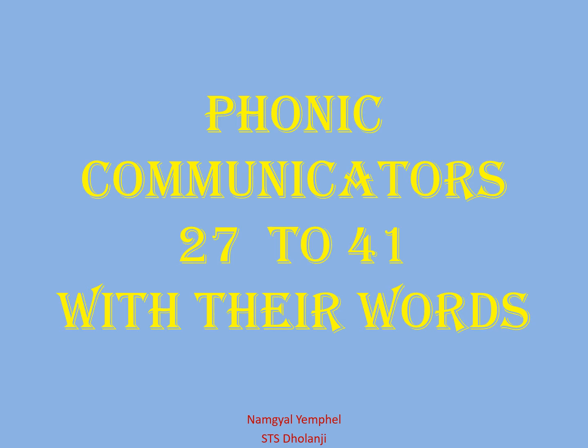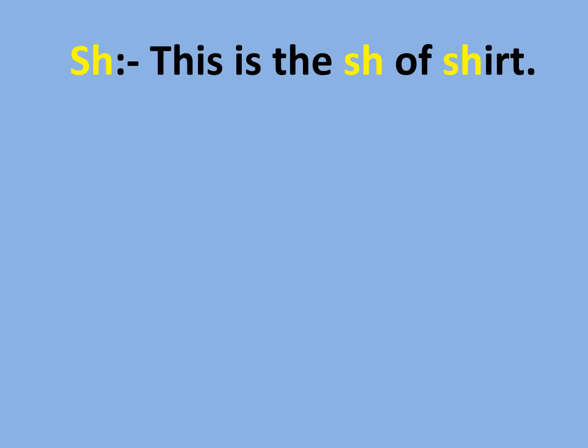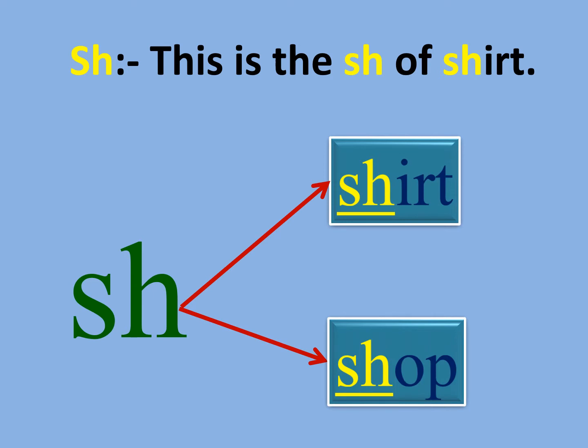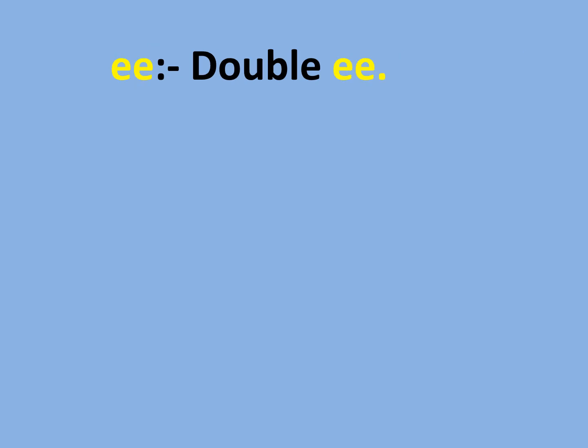Hello, now I'll say the phonic communicators number 27 to 41 with their words. The first sound is sh. Now, if I want to refer to it, I would refer to it as sh of shirt. For example, sh as in shirt or sh as in shop.